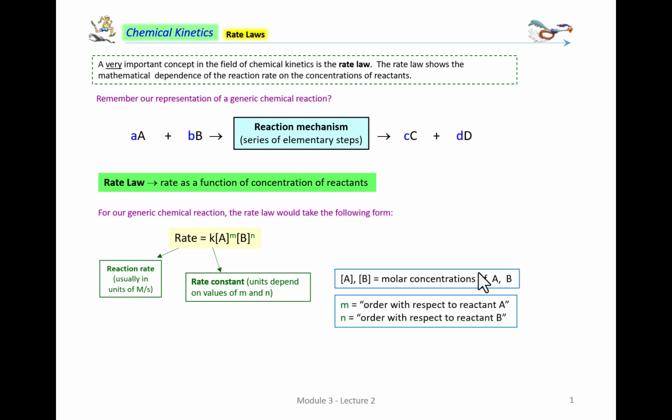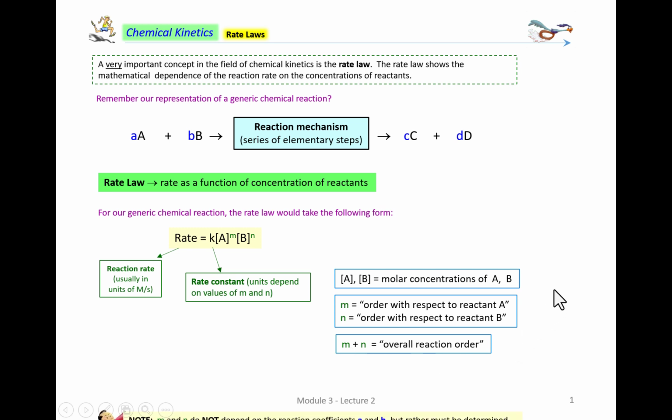And the powers m and n are respectively the order with respect to reactant A, that would be what m is, and n would be the order with respect to reactant B. Another way of saying that is m is the order of the reaction with respect to reactant A, and n is the order of the reaction with respect to reactant B. The sum of those two terms, m and n, are typically referred to as the overall reaction order.